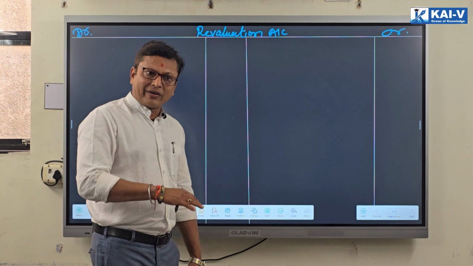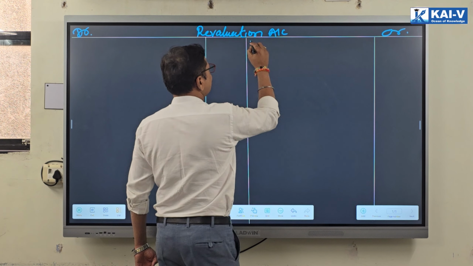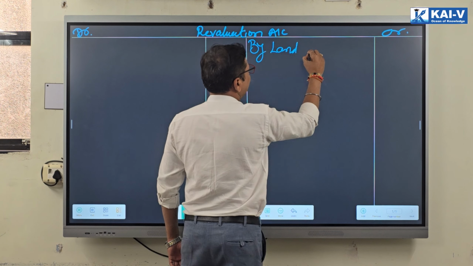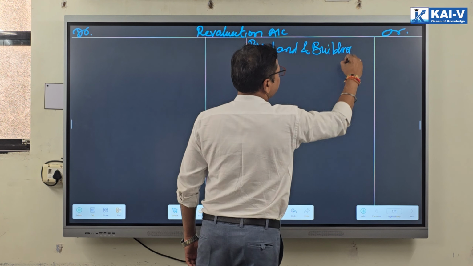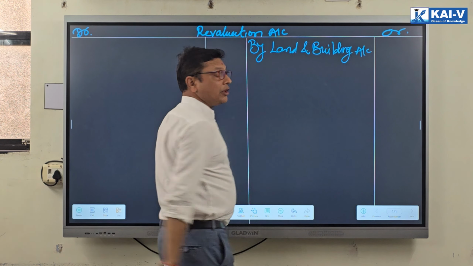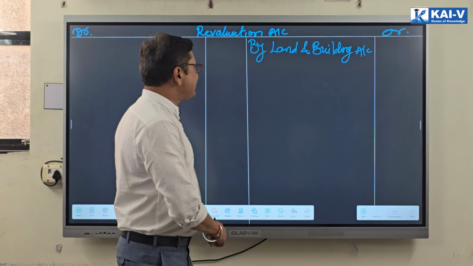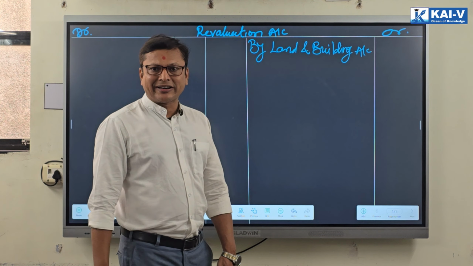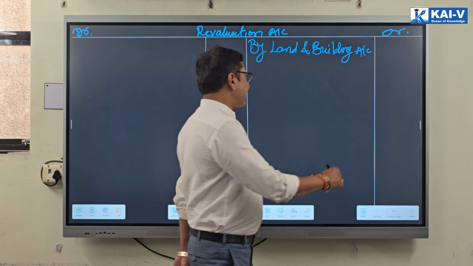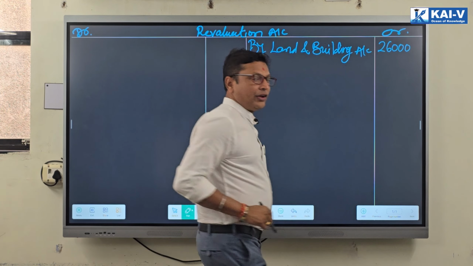Difference amount means whatever incremental amount, we will credit that. ठीक है? So by land and building account. Now the value in the books was 2,60,000. That is an increase of 10%. How much is 10% of 2,60,000? 26,000 rupees. ठीक है? So it will be a 26,000 increase. We're going to credit it.